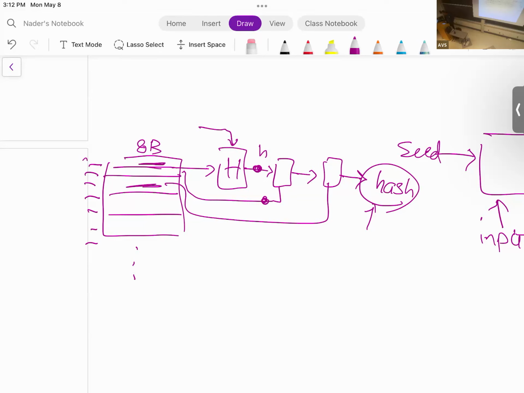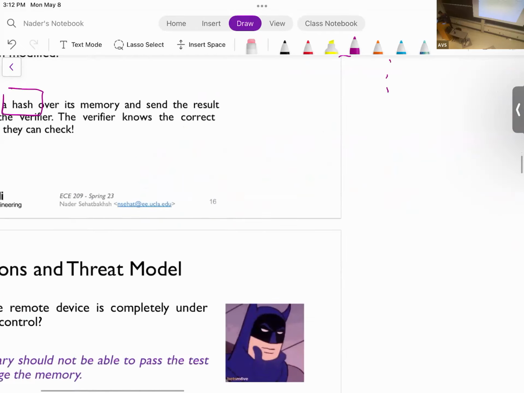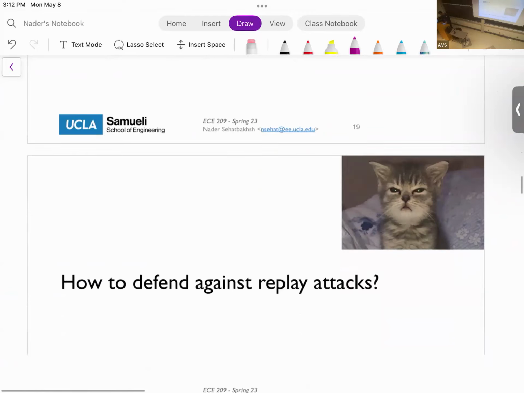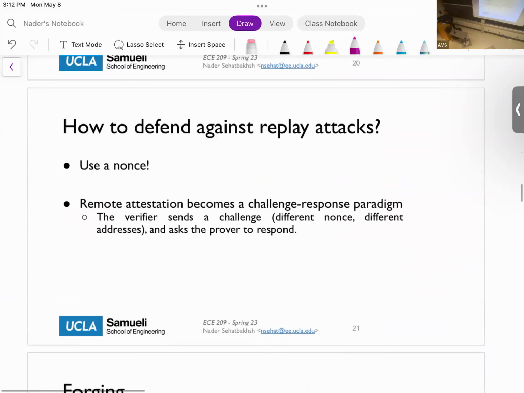So I forge the computation. So I don't repeat, but I forge. So for example, for the repeating, the simple solution is that I use a nonce, okay? If I use a random number each time I'm seeding the hash, then as long as I'm changing that nonce, the final hash value would be different, okay?